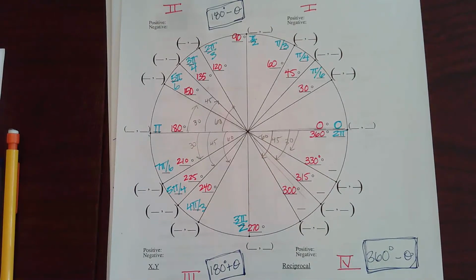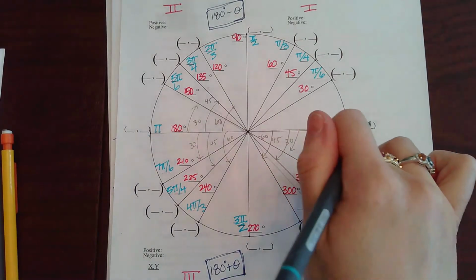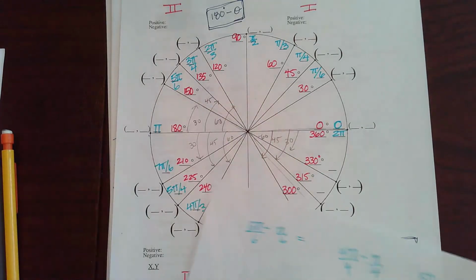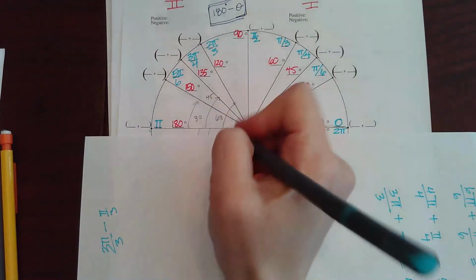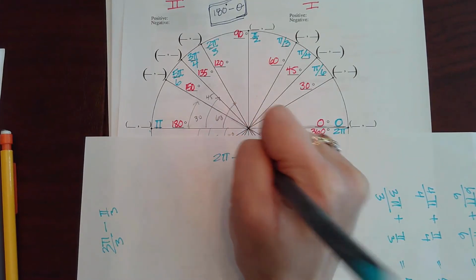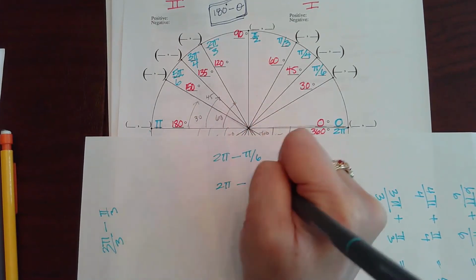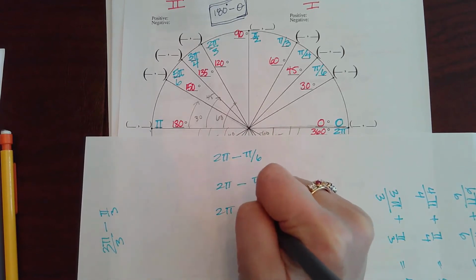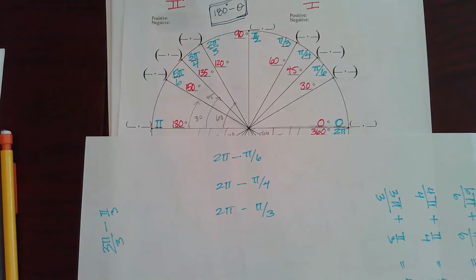All right. Same deal in quadrant 4. Remember what we did? We took 360 and subtracted. So same deal that I'm going to do here. I'm going to take 2 pi, which is 360, and subtract 30 degrees, or pi over 6. I'm going to subtract 45 degrees, or pi over 4. And I'm going to subtract 60 degrees, which is pi over 3.